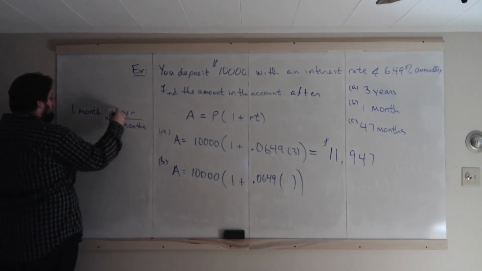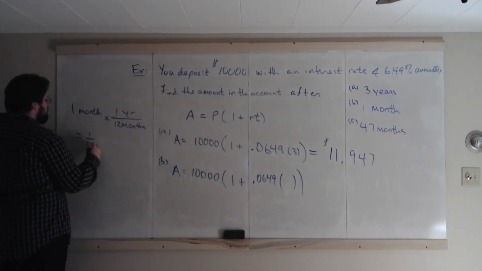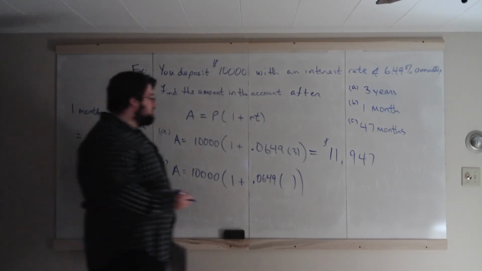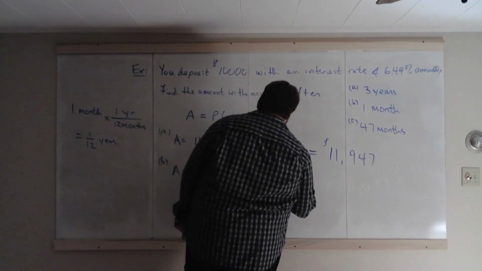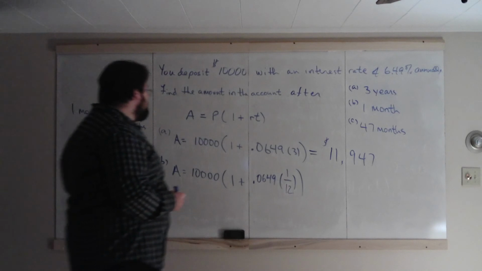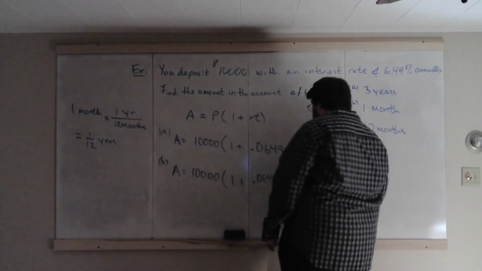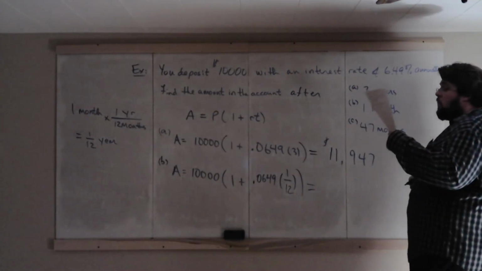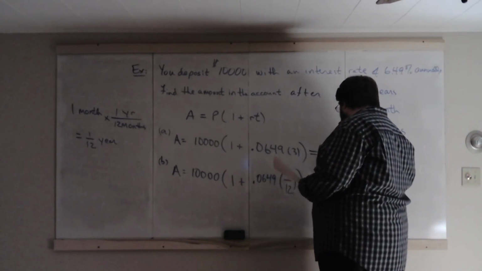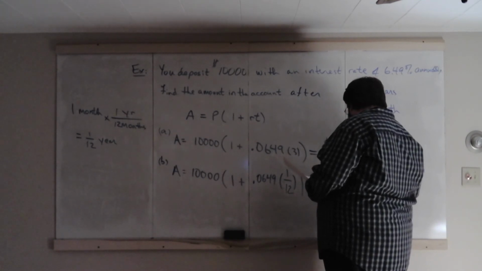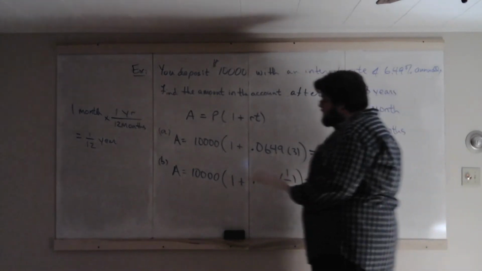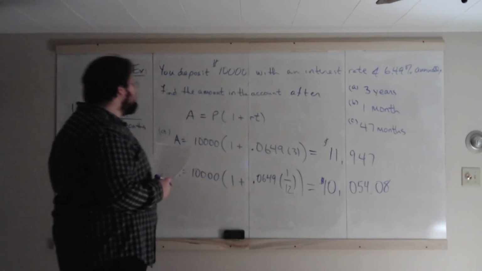How many months in a year? 12. So 1 month is a 12th of a year. So we'll put a 1/12 in there. 10,000 times 1 plus 0.0649 times 1/12 is, so after 1 month, 10,054.08. So in 1 month, $54. That's nice.